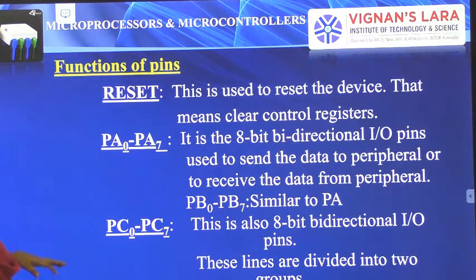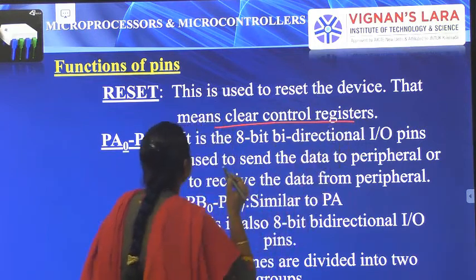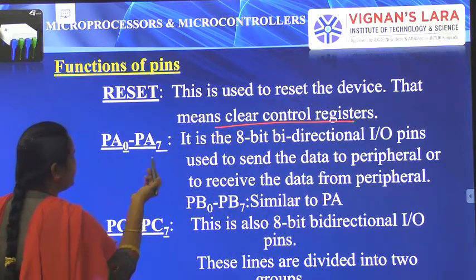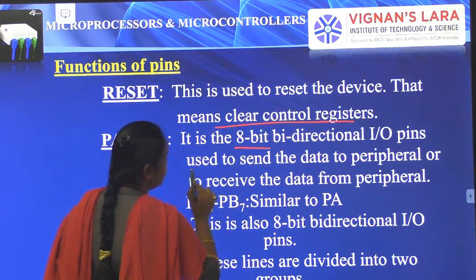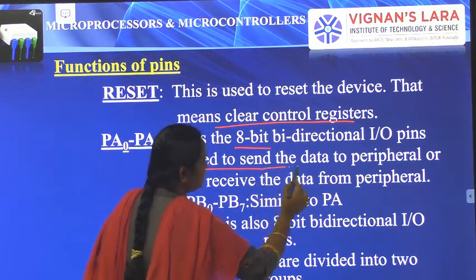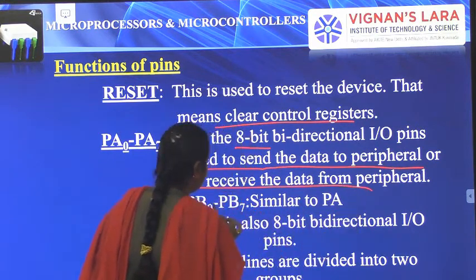Also reset. This is used to reset the device. That means it clears the control registers. Port A, PA0 to PA7, is an 8-bit bidirectional input output port. It is used to send the data to peripherals or to receive the data from the peripherals.